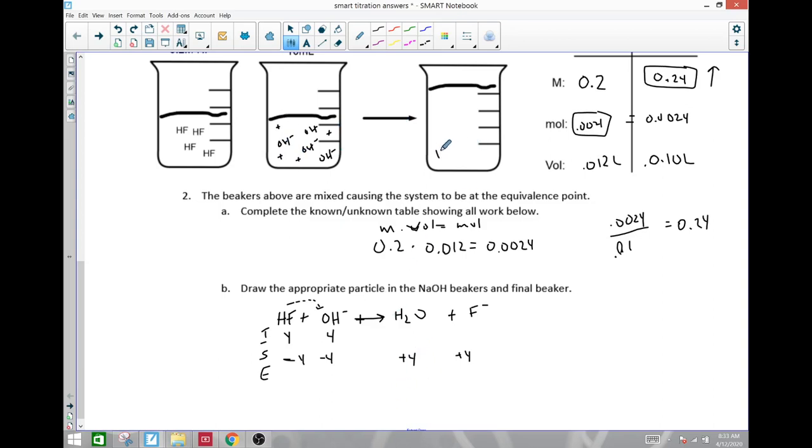Okay, let's do that. H2O, H2O, H2O, H2O, and I'm going to draw my 4 anions. I'm just going to draw those as, let's do a little key here, negative equals F negative, and the positive equals Na plus. And I would get 1, 2, 3, 4 cations, 1, 2, 3, 4 anions. That's as complete a beaker as you can get.